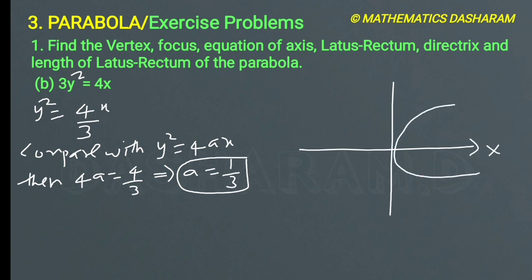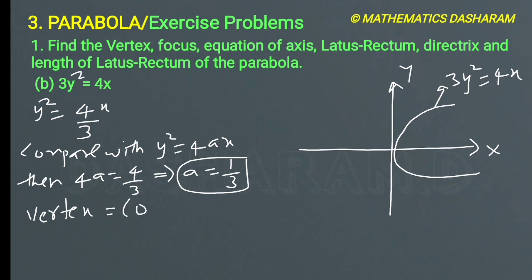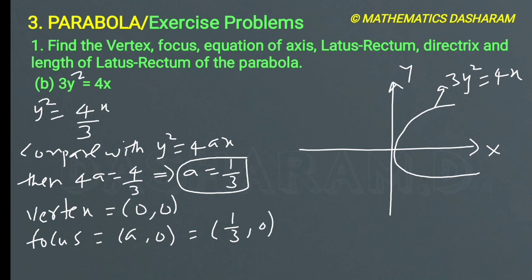So here the x-axis, here the y-axis. So this is the 3y square equals 4x parabola. Now the first one is vertex. Vertex means the origin, 0, 0. Second one is focus. The focus means fixed point. The fixed point formula is a, 0, so here 1 by 3, 0.